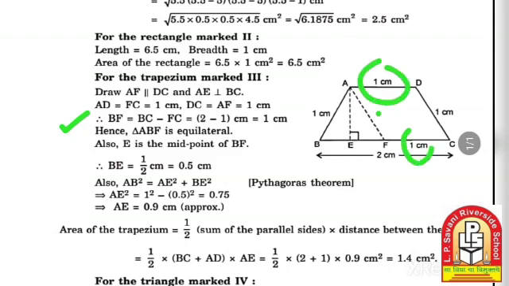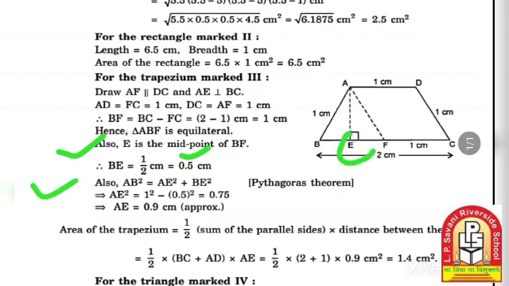AD and CF1, AF and DC1. So triangle ABF is equilateral. So E is midpoint of BF. So BE is equal to 1 by 2 centimeter, that is 0.5 centimeter.